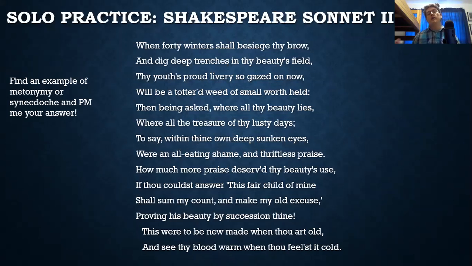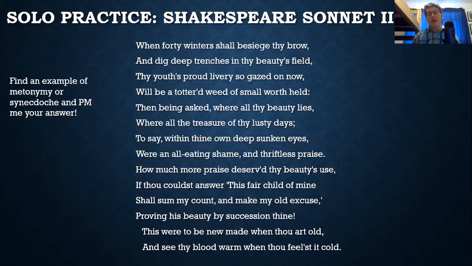So again, here's where I'm opening up to solo practice. Solo practice is obviously valuable because I want to know what the students are capable of on their own. And since all of them are private messaging me their answers, it should be very easy for me to do a simple assessment of who's getting it and who's not. Even though this poem is a little tricky, it's not that hard for a Shakespeare poem.